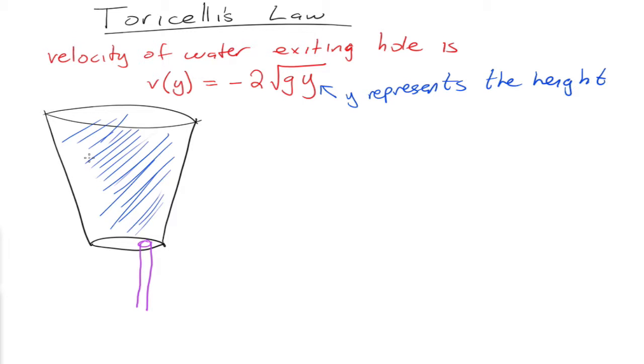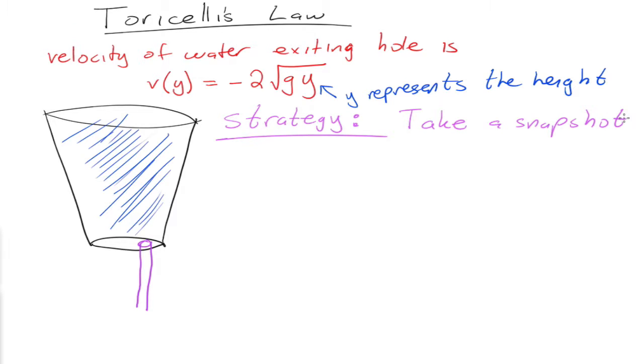Okay, so what we want to do is write down a differential equation that expresses this problem. I'm going to give you the strategy, and you'll help me figure out what the differential equation should be. The strategy is to take a snapshot in time. Take a snapshot of time delta t.